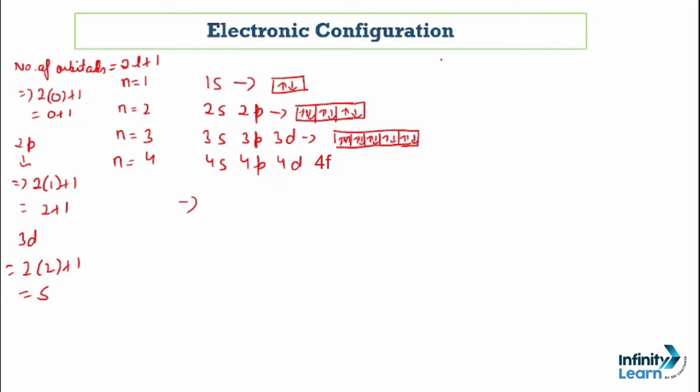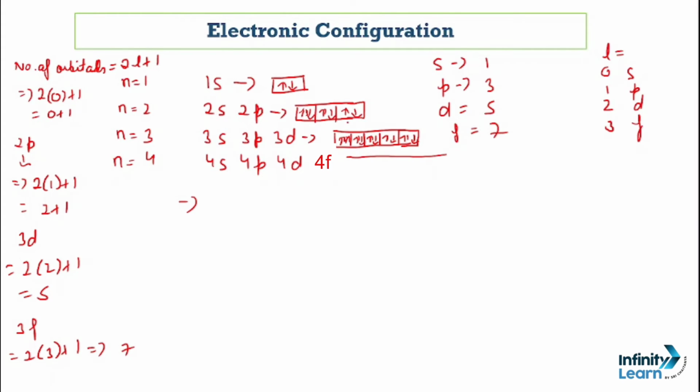So for S we got 1, for P we get the number of orbitals as 3, for D we get 5, and then for F, let's see, 3F means F is 3, so 2 times 3 plus 1. By this we can get 7 orbitals. And we have got here the maximum number of electrons.